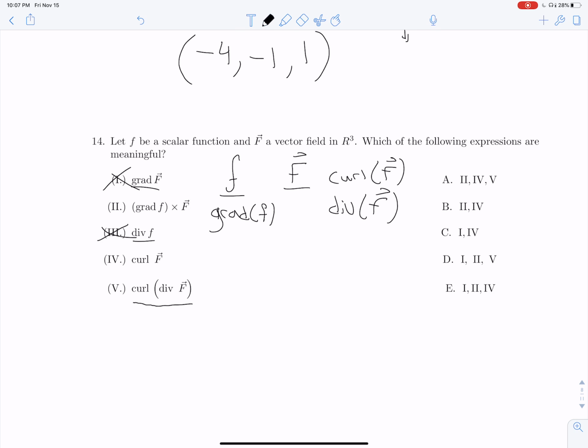The reason it doesn't make sense is what you get when you take a divergence is a scalar function. Because you're taking a dot product, you're doing del dot F, you're adding everything together in the end. You're going to end up with a scalar function. And we can't curl a scalar function, so that's no good. And then right here, we already said gradient of f was good, and we can cross with this, which would be a vector field here. So we can do a cross product there, and curl of F, yeah, we can do that. And so 2 and 4 is our answer.